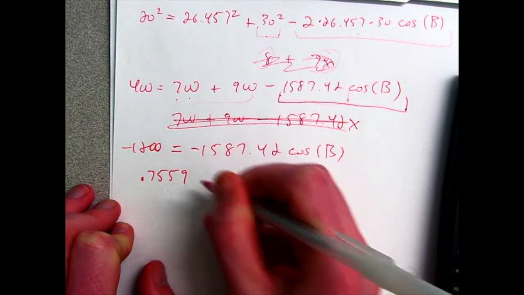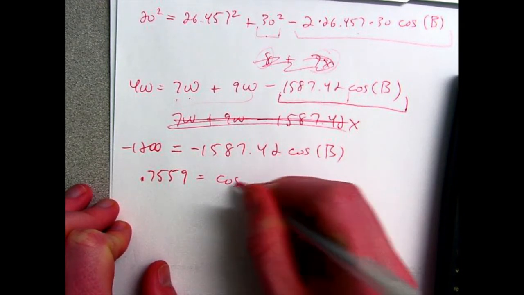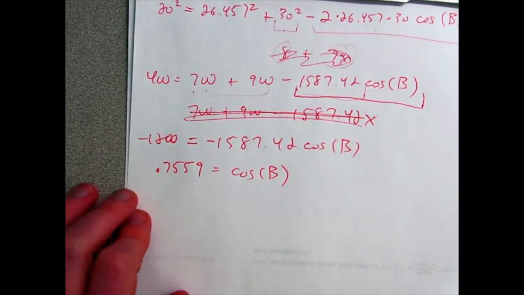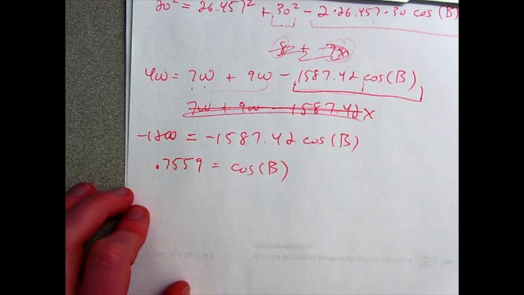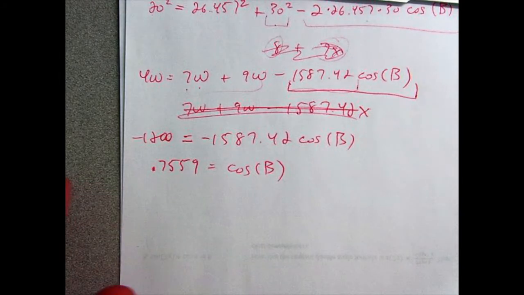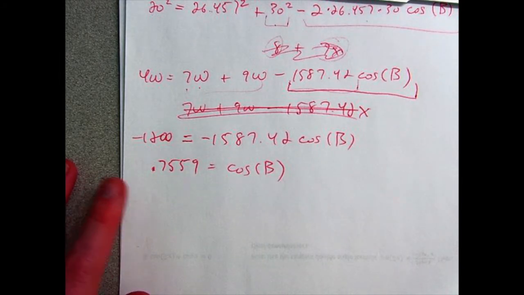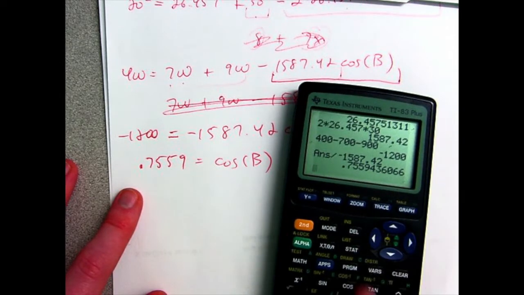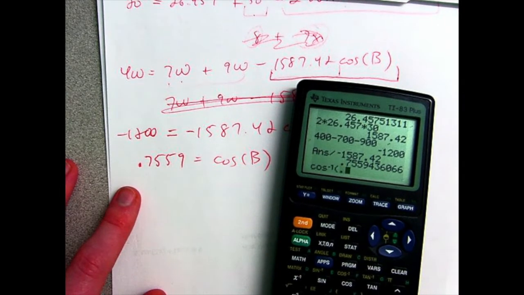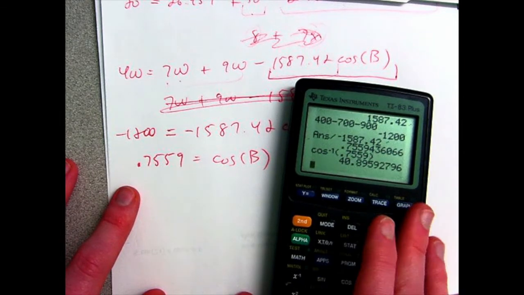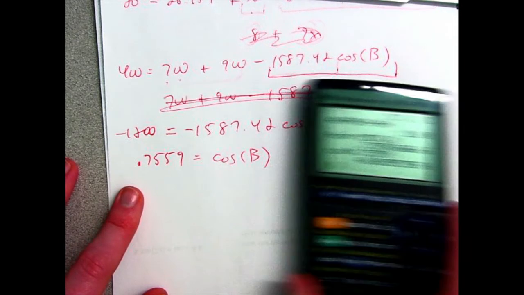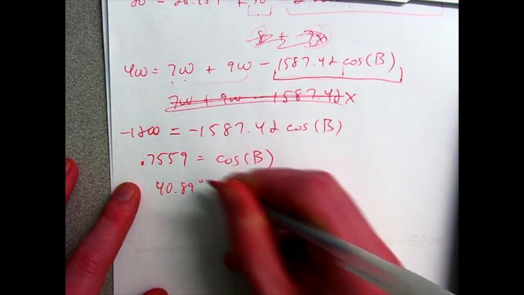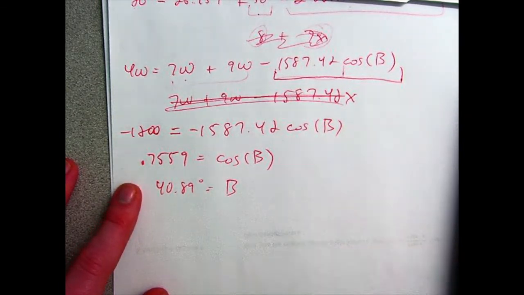Okay, A is equal to cosine B. Well, that is a trig equation, right? And we know how to solve it, right? That's not a unit circle value, so you have to use your calculator. Let's make sure that I'm in degrees. I am, okay. So I'm going to take the inverse cosine of 0.7559. Okay, I get 40.89 degrees. So 40.89 degrees approximately is B.